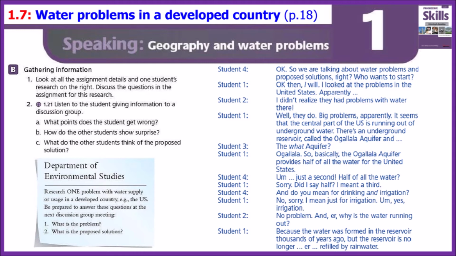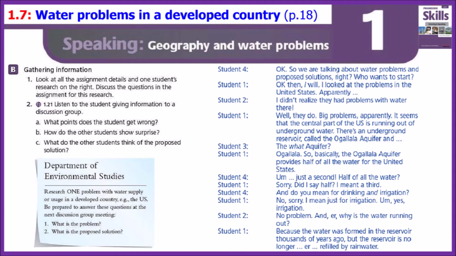It seems that the central part of the US is running out of underground water. There's an underground reservoir called the Ogallala Aquifer and... The what aquifer? Ogallala. So basically, the Ogallala Aquifer provides half of all the water for the United States. Just a second. Half of all the water? Sorry, did I say half? I meant a third. And do you mean for drinking and irrigation? No, sorry. I mean just for irrigation.